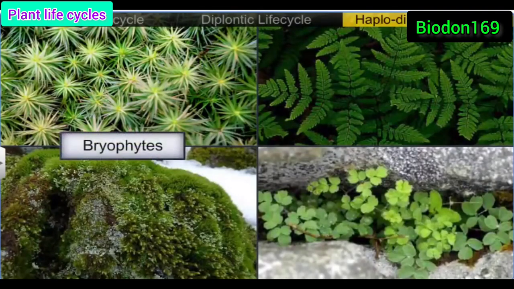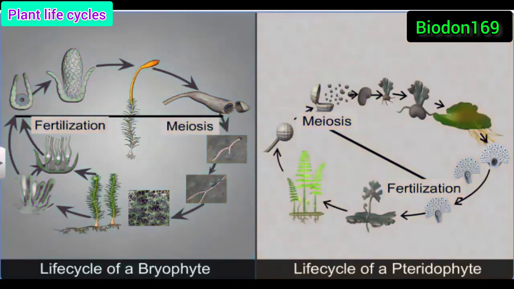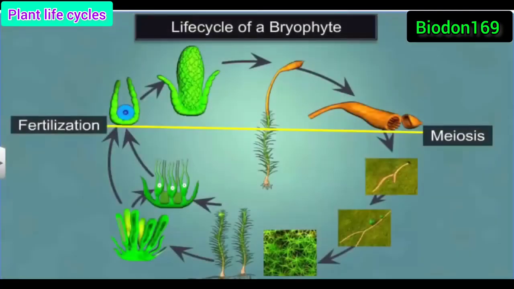In the haplodiplontic life cycle, observed in bryophytes and pteridophytes, both sporophytic and gametophytic generations are multicellular and free-living. However, the dominant phases are different in the life cycle of bryophytes and pteridophytes. In bryophytes, for instance, a free-living thalloid photosynthetic and erect haploid gametophyte represents the dominant phase.